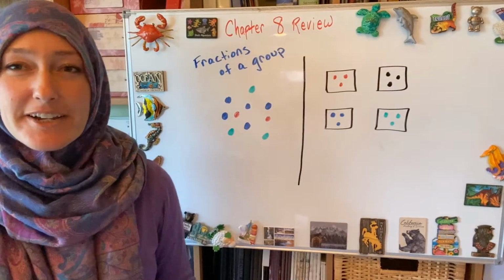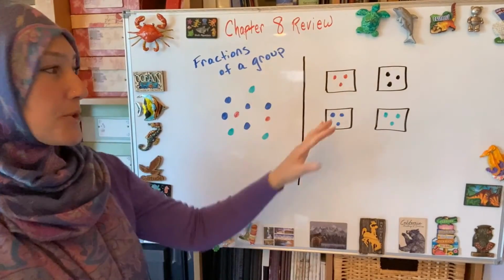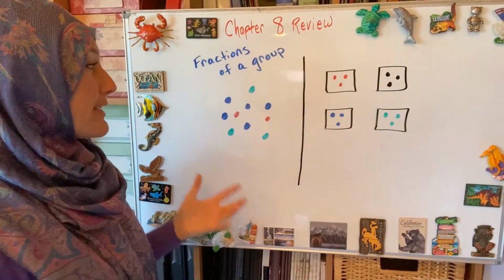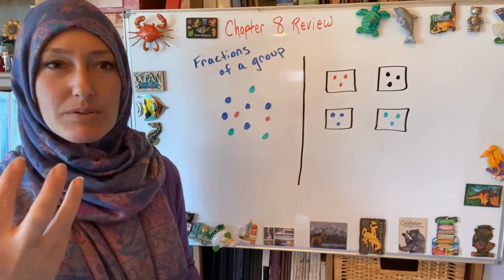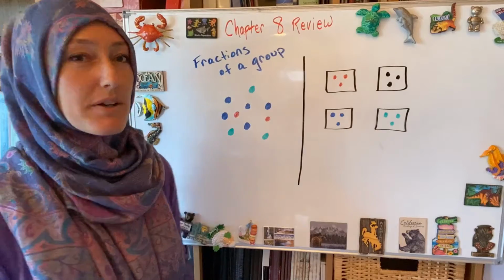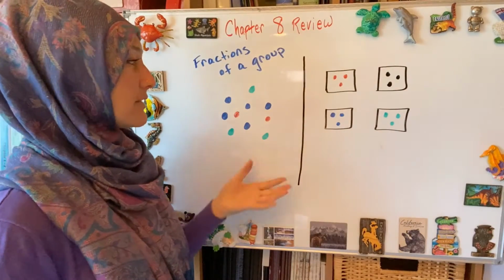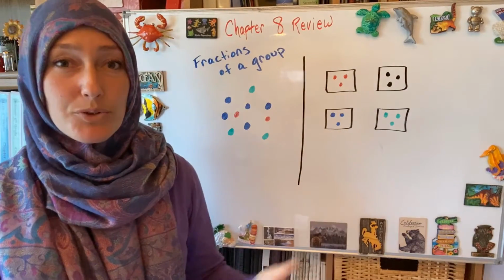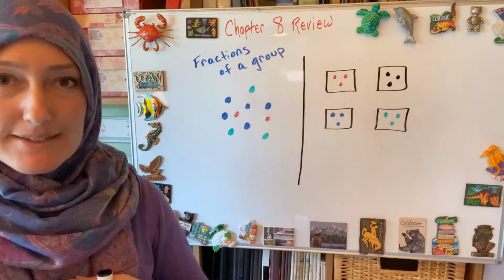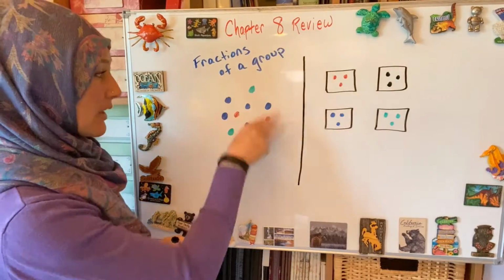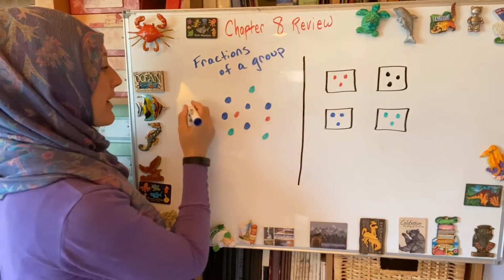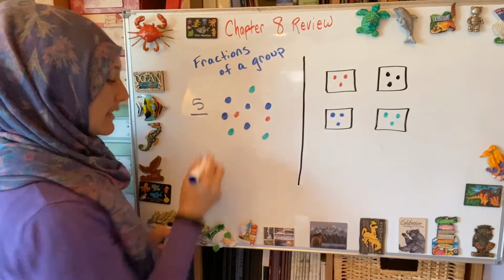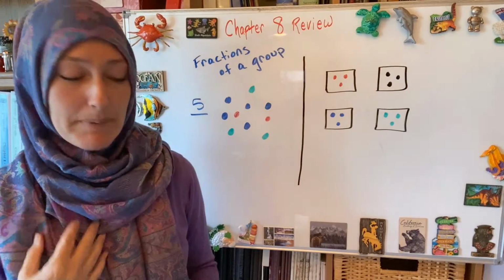Okay, the next part is talking about fractions of a group. There are 2 ways you can visualize that. It depends on the question, actually. If I said, what fraction of these marbles are blue? Then the part I'm asking about is the blue ones. So I count the number of blue ones, 2, 4, there are 5. That's my numerator because it's how much I'm asking about.